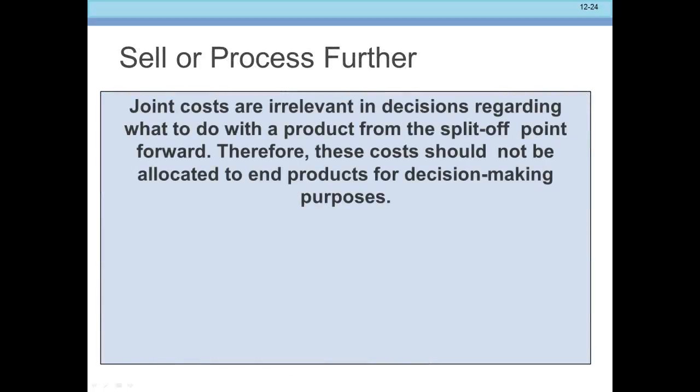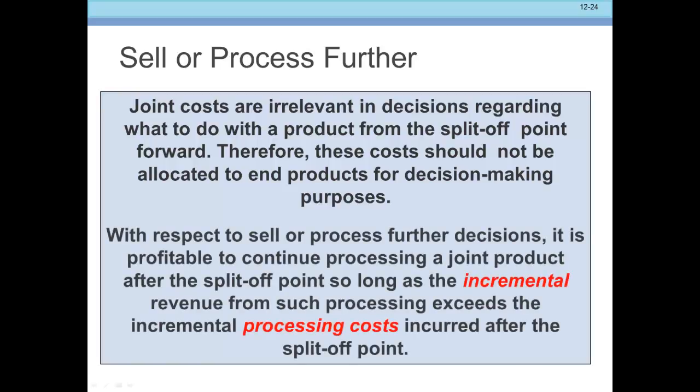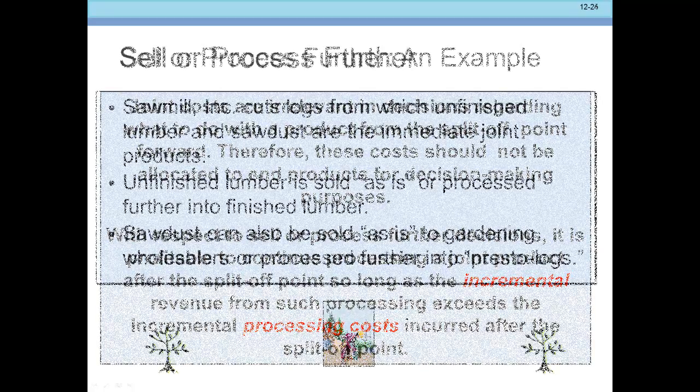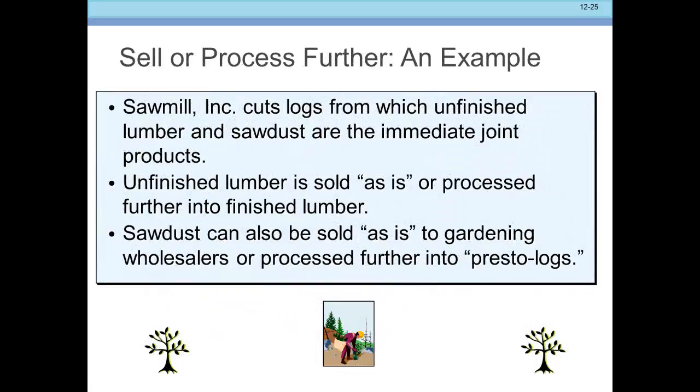As we mentioned, joint costs are irrelevant in decisions regarding what to do with a product from the split-off point forward. Because of this, we don't allocate them to end products for decision-making purposes. With respect to sell or process further decisions, it is profitable to continue processing a joint product after the split-off point, so long as the incremental revenue from such processing exceeds the incremental processing cost incurred after the split-off point. Let's look at an example.